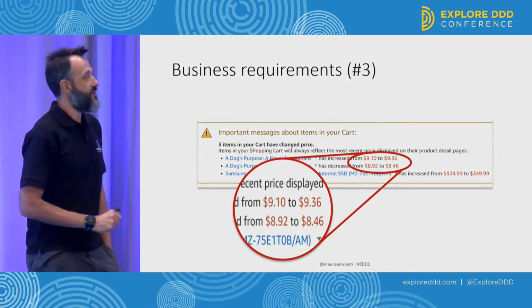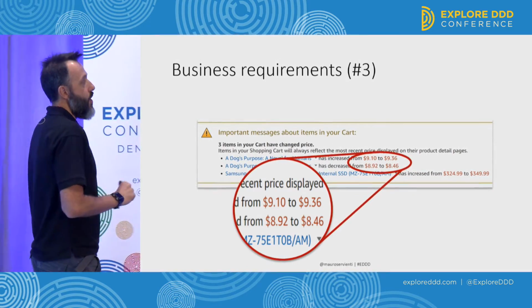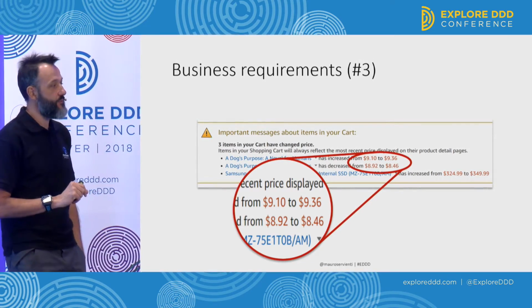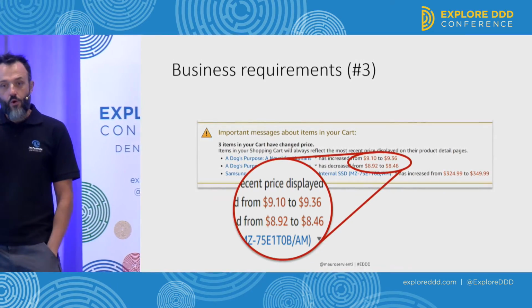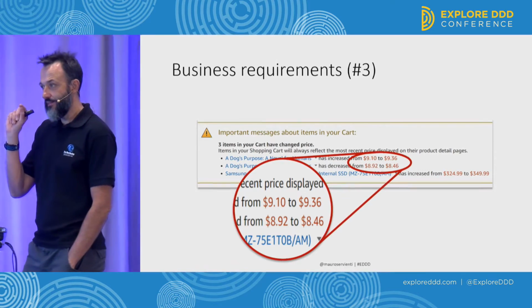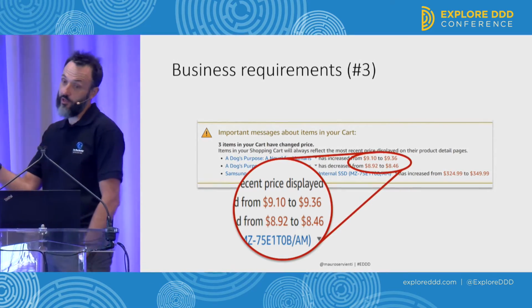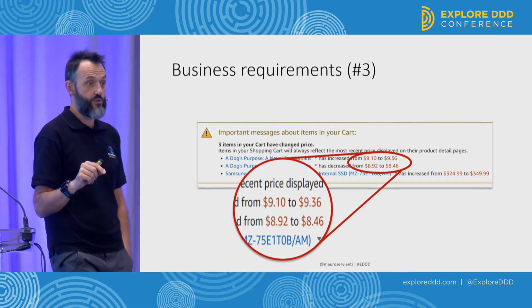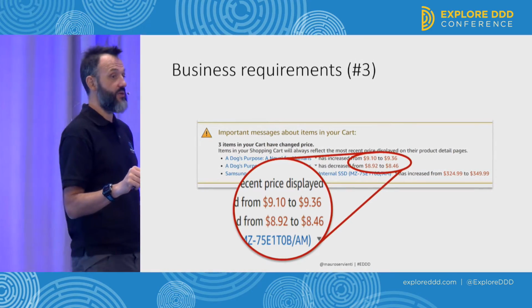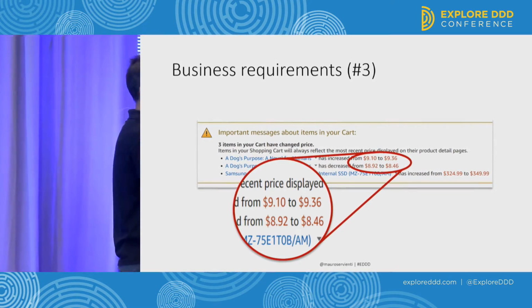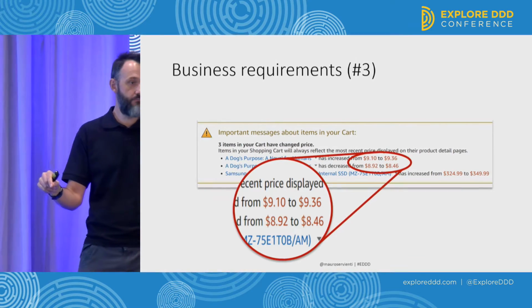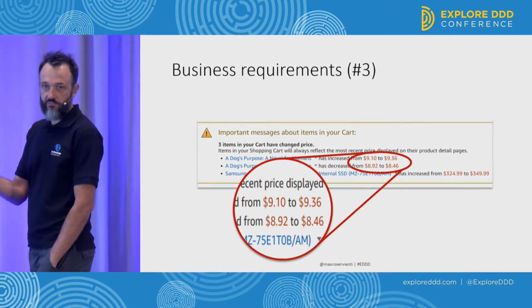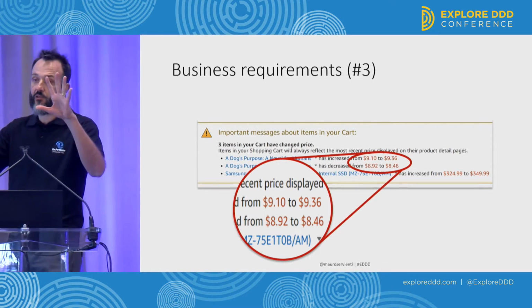A third requirement could be, if the price of an item changes, we want to display a warning on the shopping cart page, telling the user, look, an item in your shopping cart changed price from whatever it was to something else. It could be higher, could be lower, doesn't really matter. We want to show the two different prices.